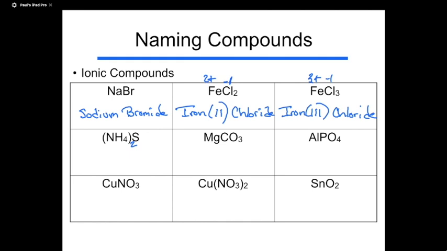All right. The next one is special. It is the only ion that is not a metal, but it is a group. What is the group name of that? Ammonium. Okay. And then the element that's behind it is sulfur, but that becomes a sulfide. Okay. The next one. What is the metal? Magnesium.